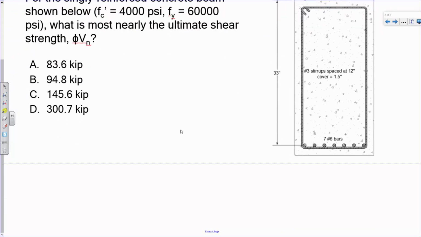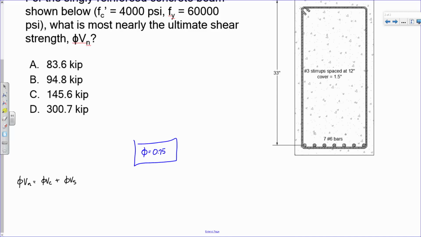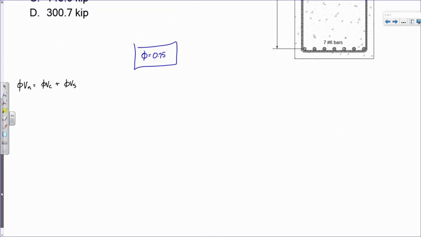All right. So, first off, VBN is computed as VBC plus VBS, right? Now, for bending, you have to compute your phi value. For shear, you look it up. Does anybody remember what the phi value for shear is? 0.75. Exactly right.